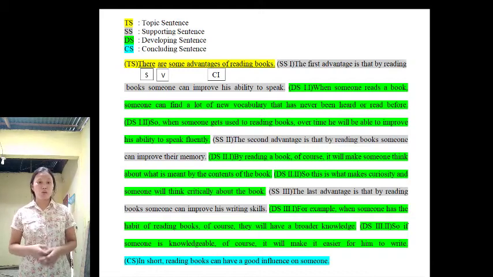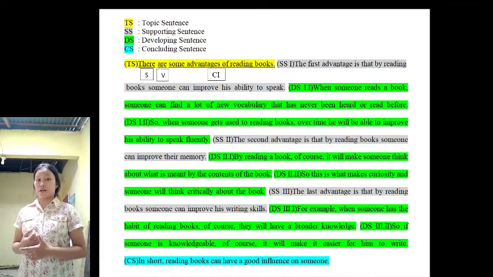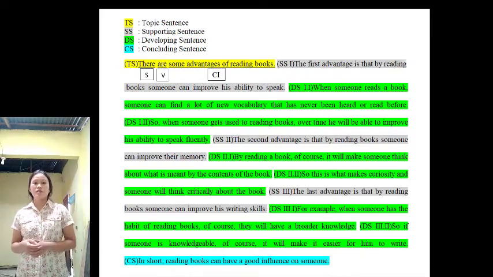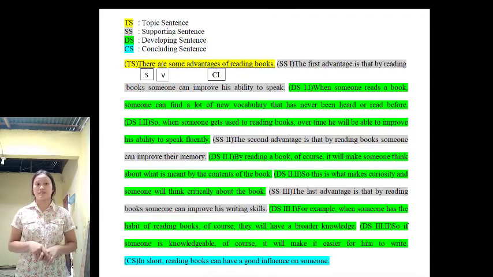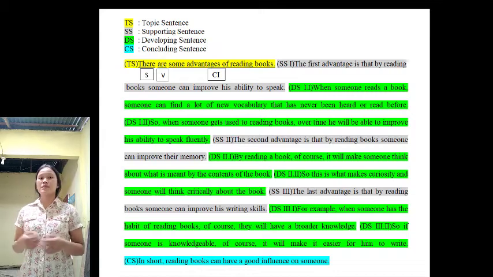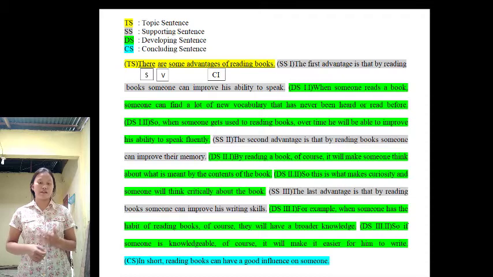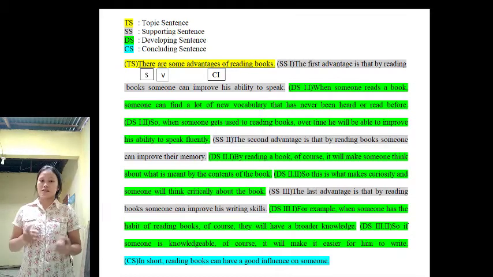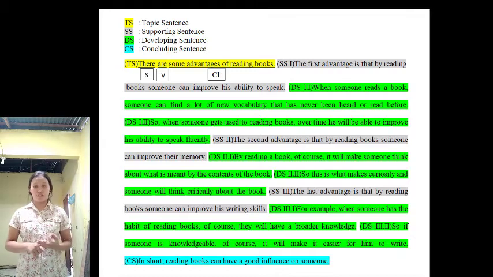In this video, I want to show you an academic paragraph. You know, everybody, the first thing that appears in an academic paragraph is the topic sentence. We have to know that a topic sentence is a sentence that contains the main idea of a paragraph. And in the topic sentence, there are three main parts: subject, verb, and controlling idea.